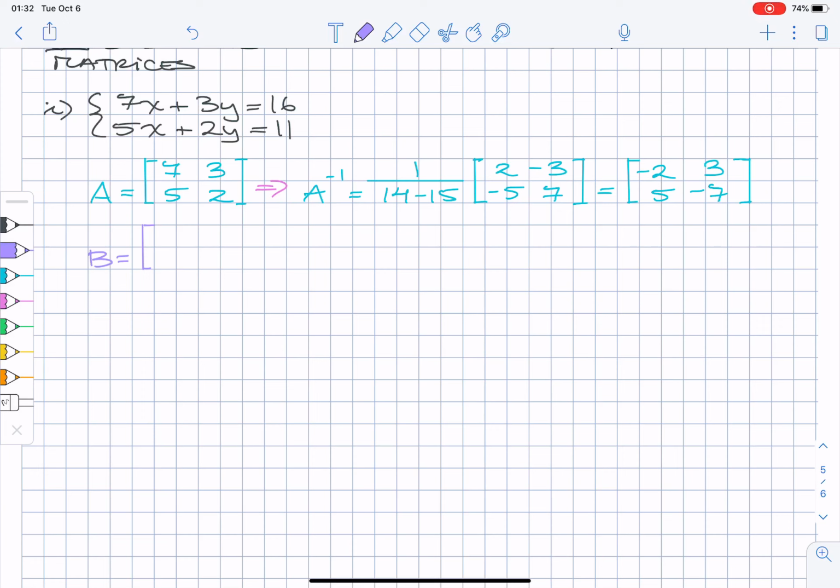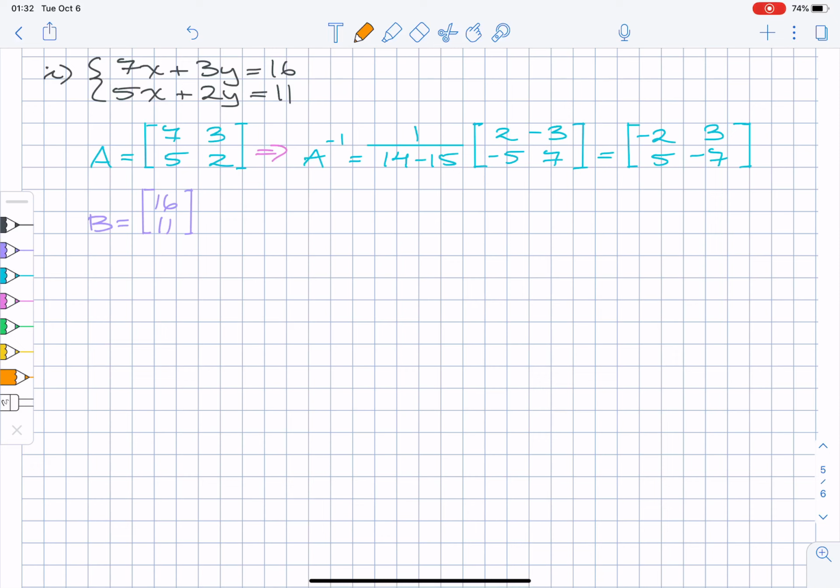16, 11. Okay, and of course X is what we're looking for. So I claim that X is equal to A inverse times B. So that's just going to be -2, 5, 3, and -7 times B, which is 16 and 11.